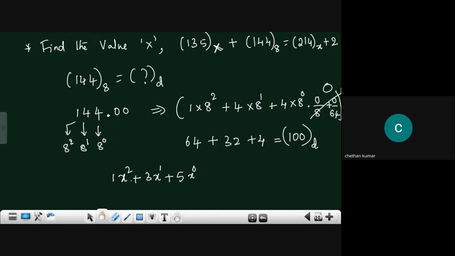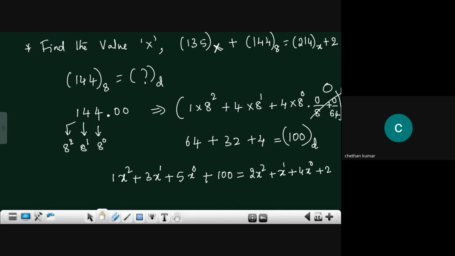If you convert into decimal, you'll get x squared plus 3x plus 5 plus what is this? 144 in decimal is 100. Similarly, what I have to do? Convert this into decimal. This is nothing but 2x square plus x plus 4 into x power 0 plus 2.